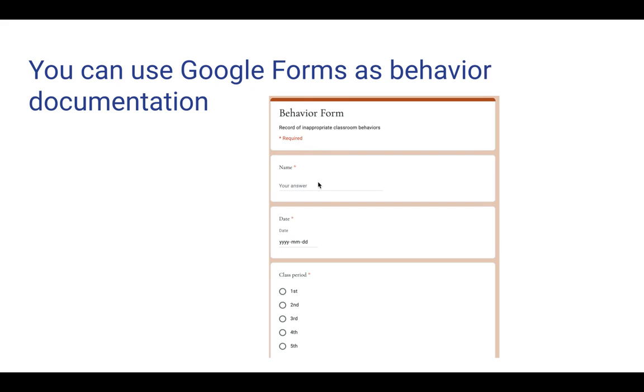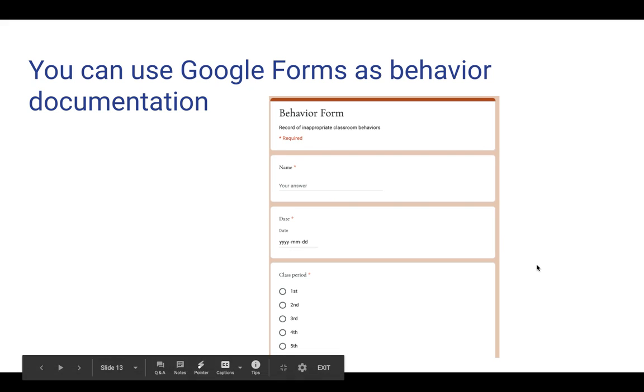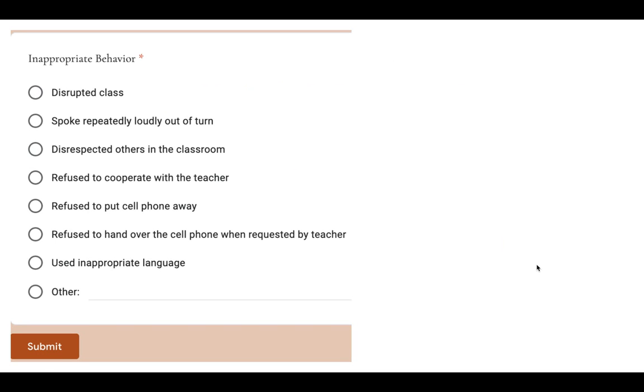So you have to set it up with name, date, what class period, and then you can set up your own inappropriate behavior. So I thought of some that students may do: disrupt class, spoke repeatedly, loudly, out of turn, stuff like that. And then down here under the other, you can make some, whatever else they did that's not on the choices. Okay. And then you submit it, and you'll have a record of it in your Google Drive. So it's kind of cool.